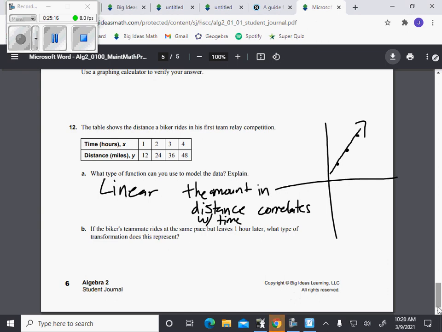If the biker's teammate rides at the same pace but leaves an hour later, what type of transformation does this represent? Okay, so he leaves an hour later, so at 2 hours he's at 12. At 3 hours he's only at 24. So we're right here. We move to the right, down, left, up. What do we do? We only go 1 unit right. That's it.